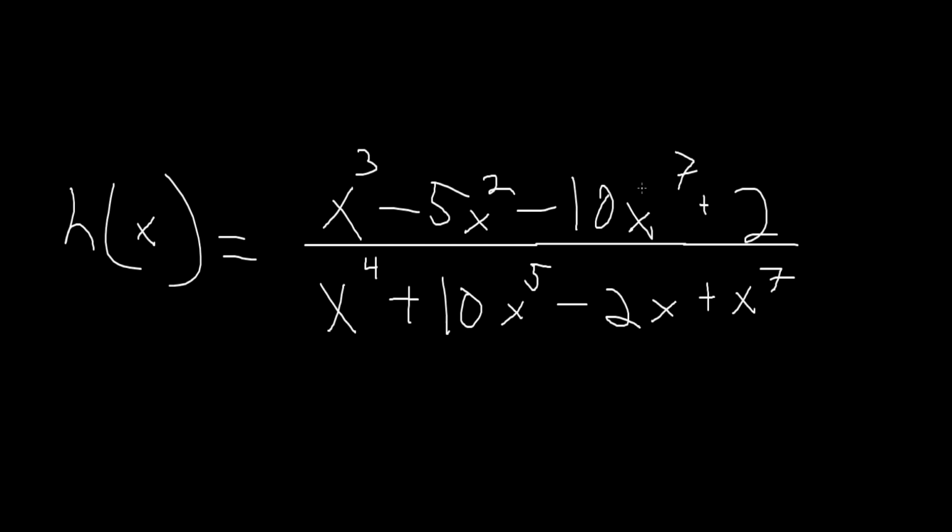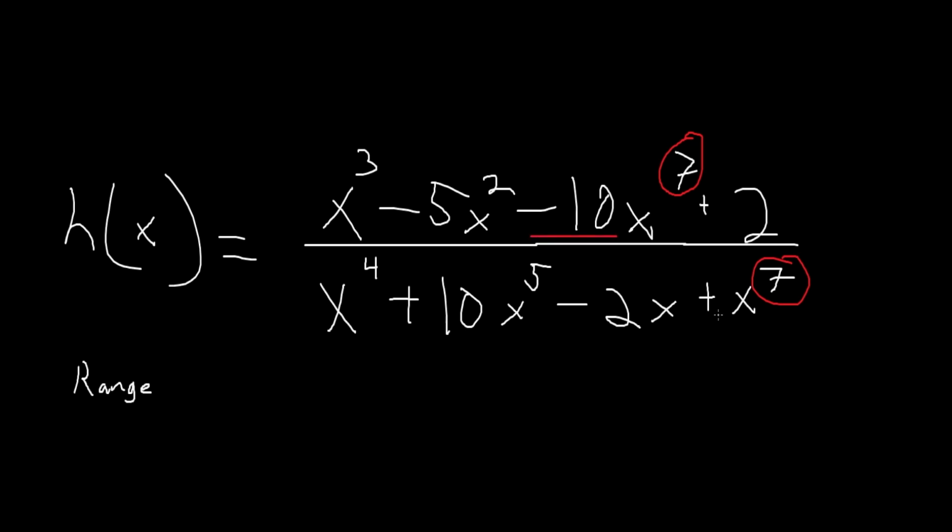So now we just want the range. Of course, the first thing we want to ask ourselves is, what's the highest power on the top? The highest power on the top is 7. The highest power on the bottom is also 7. So this is going to be one of those cases where we just do coefficient over coefficient.